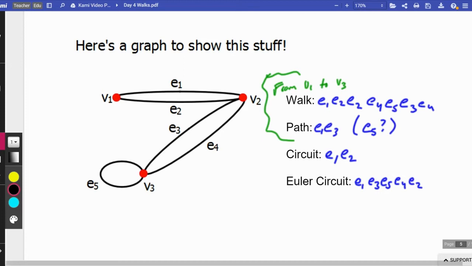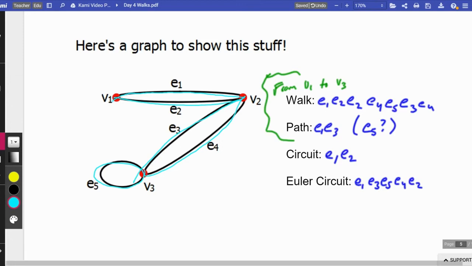So a circuit then could just be from E1 to E2, because then you start and stop at the same spot, and you use distinct edges, like a path. You didn't repeat edges. In an Euler circuit here, you could say that we go E1, E3, E5. So now maybe I'll do this in blue. E1, E3, E5, and then we go E4 back to this, and then back to E1. So we hit every edge once, and we started and stopped at the same spot.